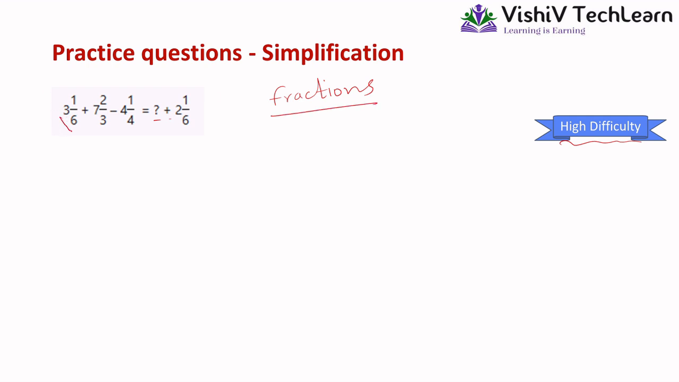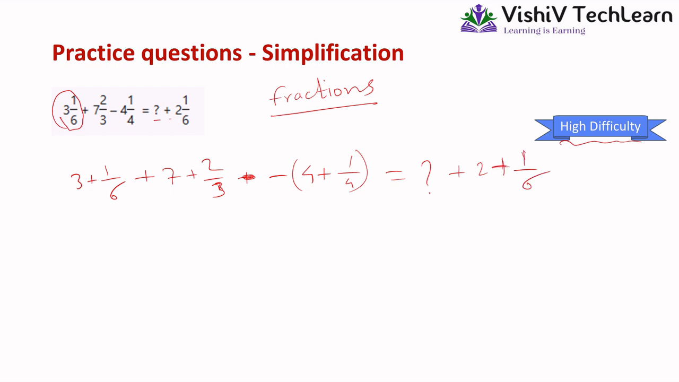If you know that in between 3 and 6, in between these two, there is a plus sign, then and then you will be finding this very easy. So 7 2 by 3 can be written as 7 plus 2 by 3. Then minus sign is there, minus 4, and here again we will have plus sign 1 by 4, but this will be inside the bracket since this minus is combined to both. And question mark will be as it is, plus 2 plus 1 by 6.